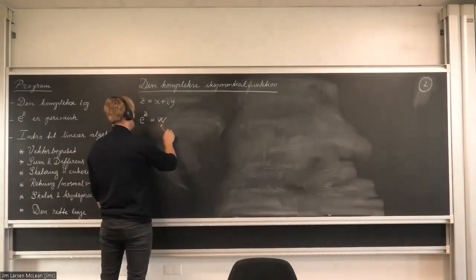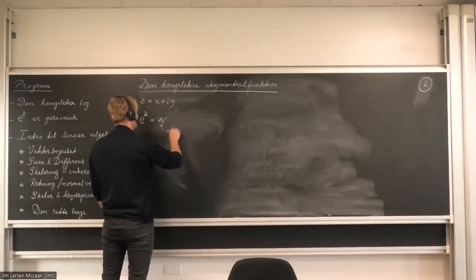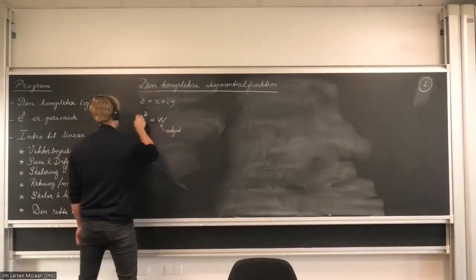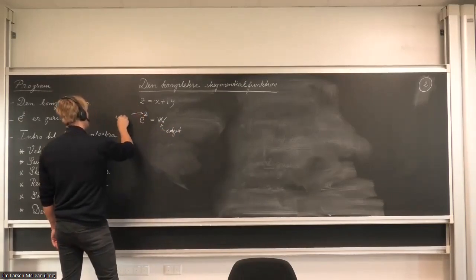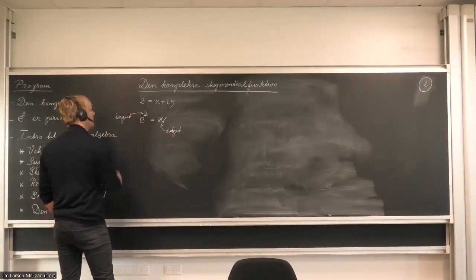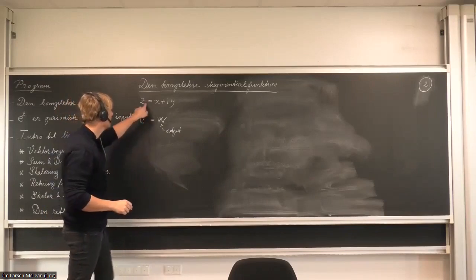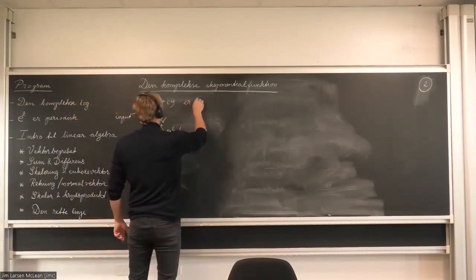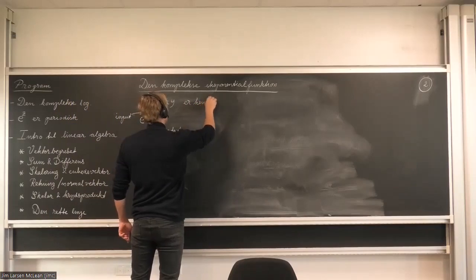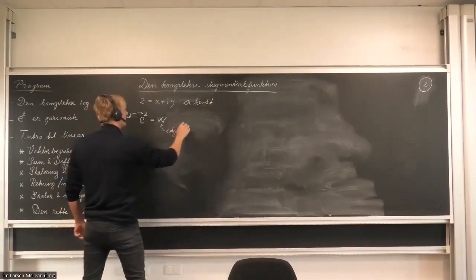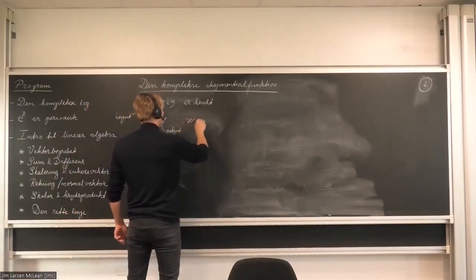Here's the thing about the output. And that's the thing about the input. So you have to imagine that z is a known quantity. And what we're looking to find is w. We need to find w.